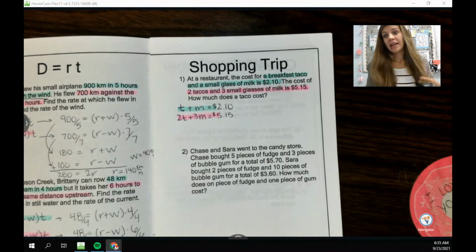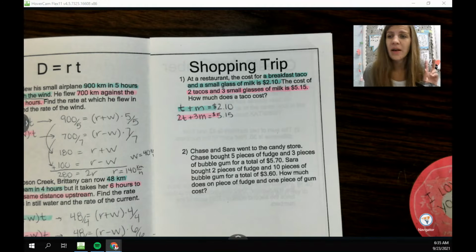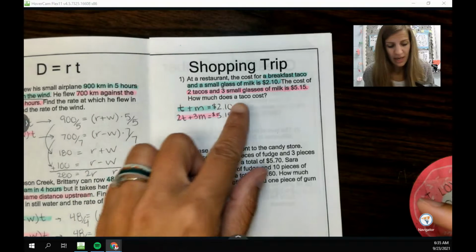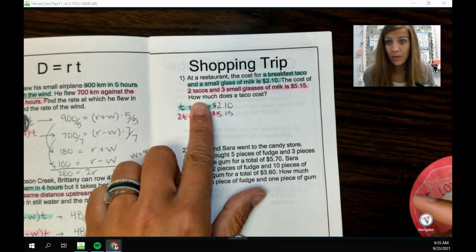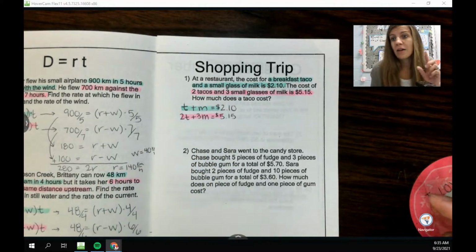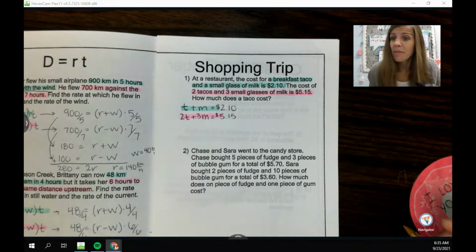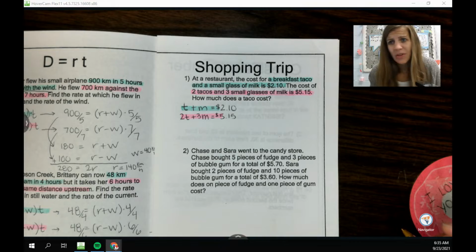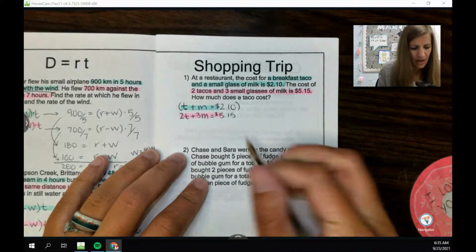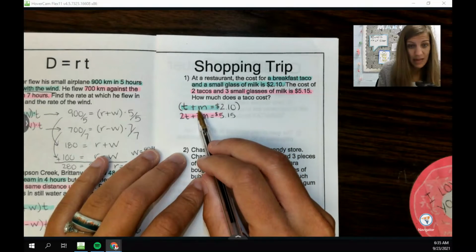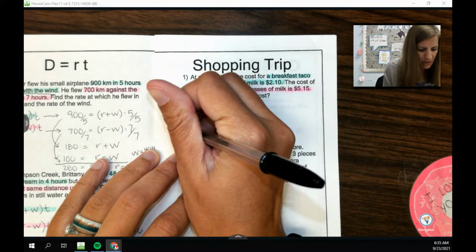Now, one thing to think about here is those are the two things that I do not know, the cost of a taco and the glass of milk. However, I only care about how much a taco costs. So I don't really care about the milk. If I think about solving this in a smart way, I might do elimination, and I might eliminate M since I don't care how much it is. So if I'm going to eliminate M here, I'm going to want this to be a -3. So I'm going to multiply everything by -3 and get my new equation below.